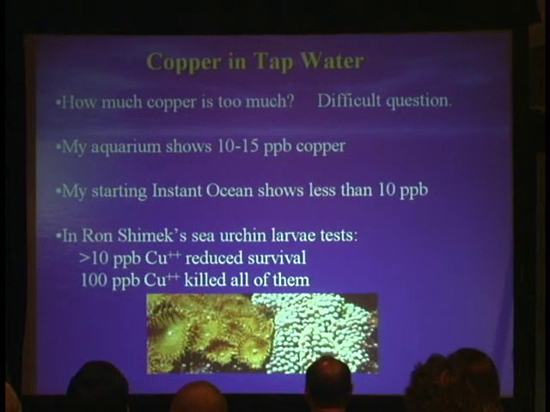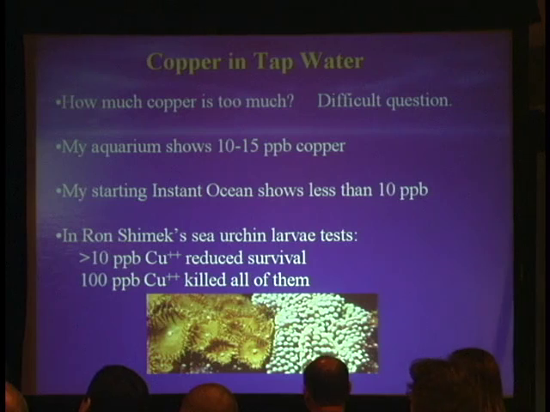One of my biggest concerns with tap water is copper. How much copper is too much? I don't know. That's something we argue about all the time. My aquarium has something like 10 to 15 parts per billion of copper. And it's not coming from the Instant Ocean salt that I use because I can't detect any copper. I can detect down to about 10 ppb, and it's not coming from the Instant Ocean. So it's coming from something else. In my case, I'm sure it's not coming from tap water. It's probably coming from foods and stuff.